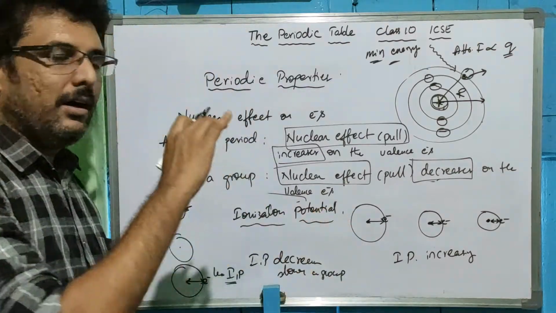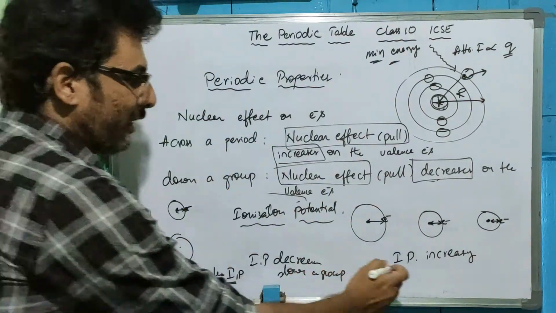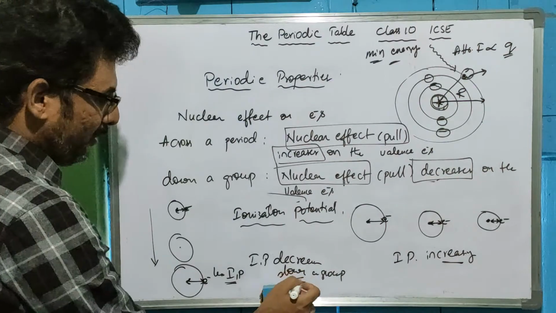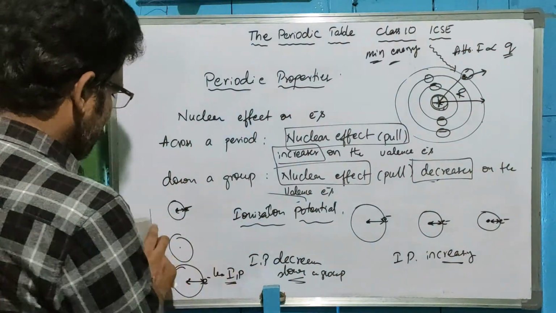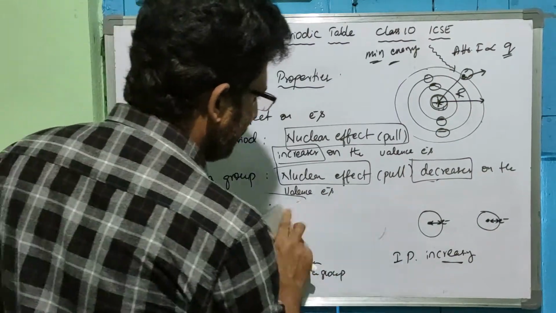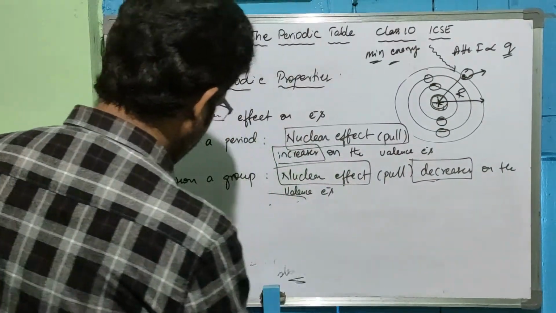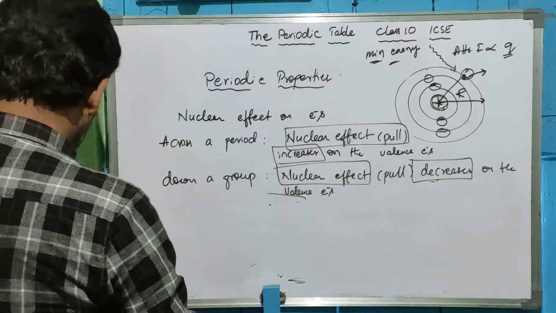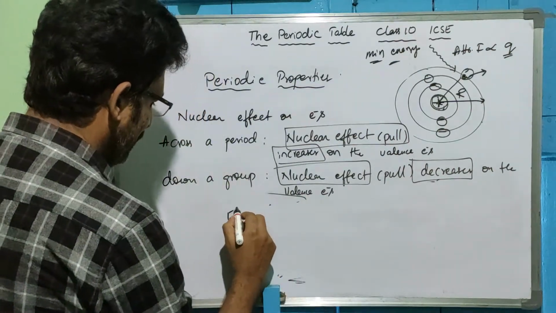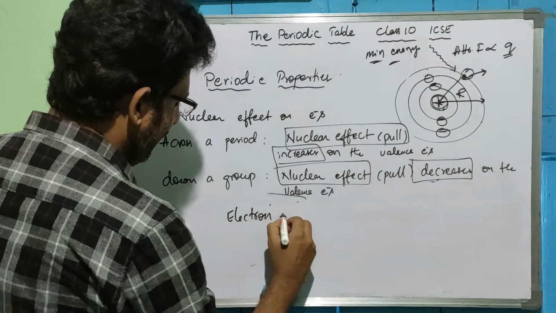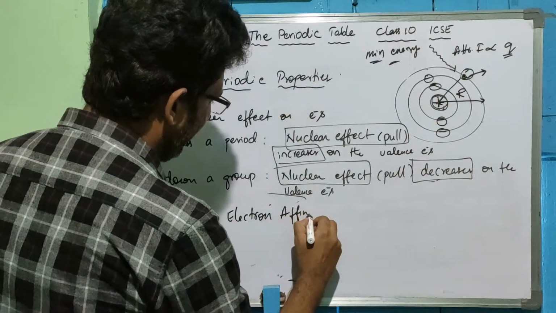So this is how ionization potential changes across a period and down a group in the periodic table. So let's see the next periodic property, that is electron affinity. This electron affinity is just like the reverse of ionization potential.